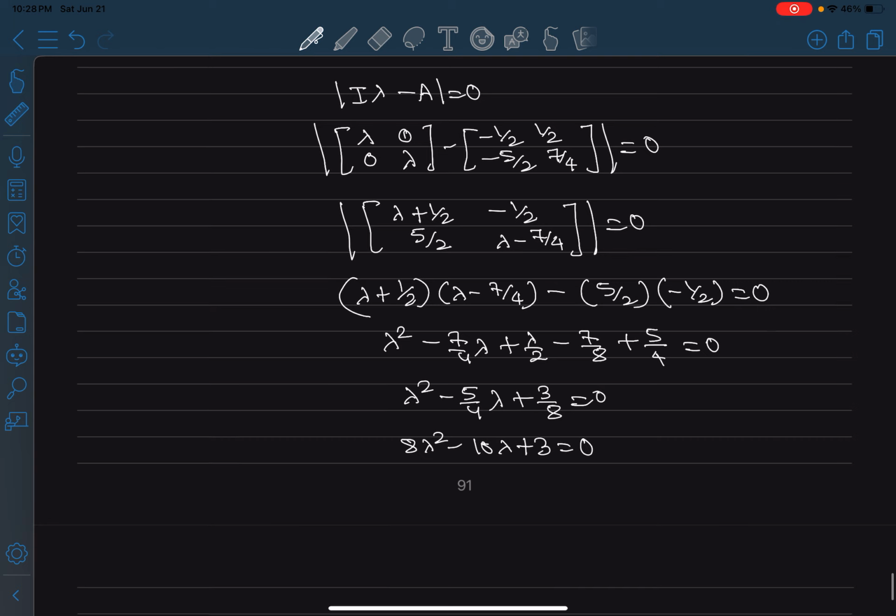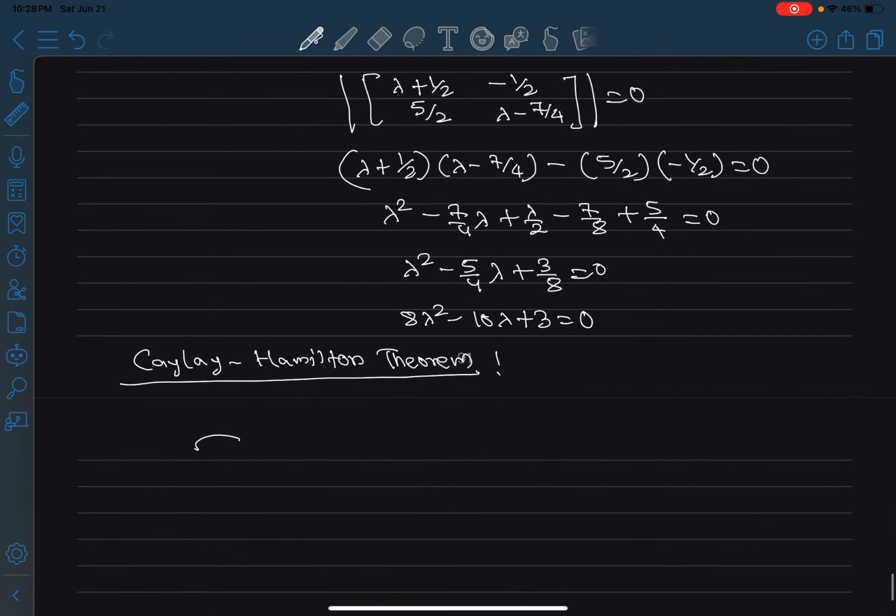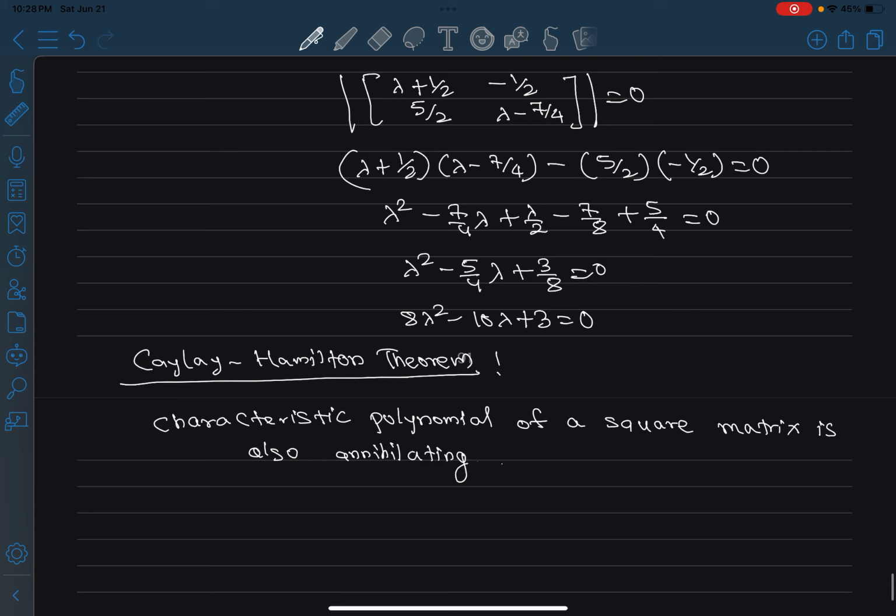Now what this Cayley-Hamilton theorem says is that this exact characteristic equation, this characteristic polynomial of a square matrix, is also the annihilating polynomial of that square matrix.